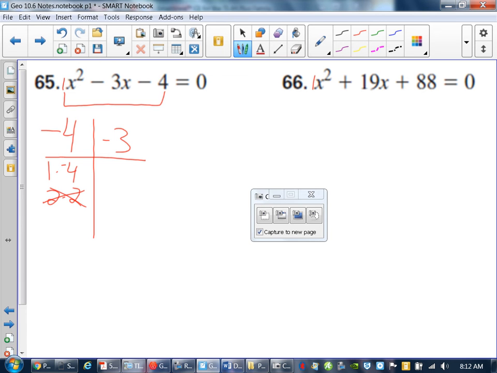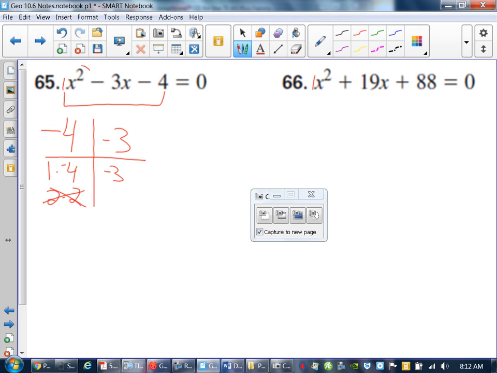And the reason that the 4 is negative is because since the 3 is negative, the bigger of the two numbers has to be the winner of the sign. That holds true whether it's positive or negative, okay? The bigger of the two has to be that. So that means if I add these together, I get -3.